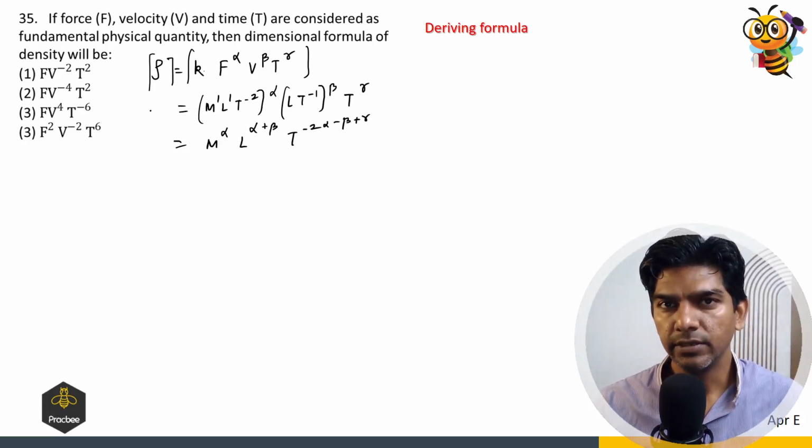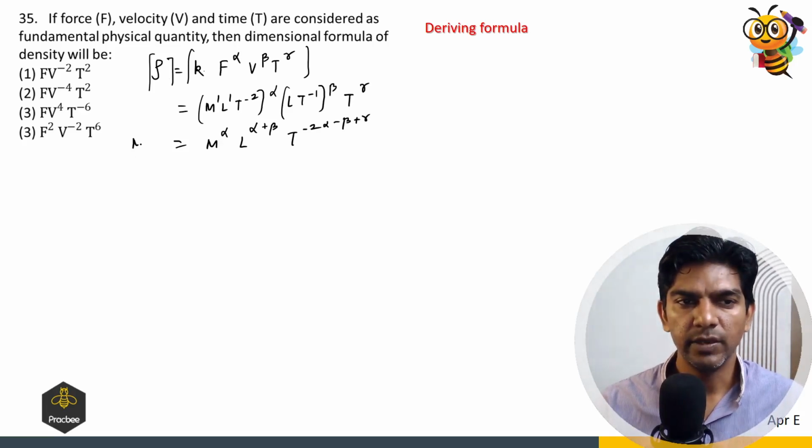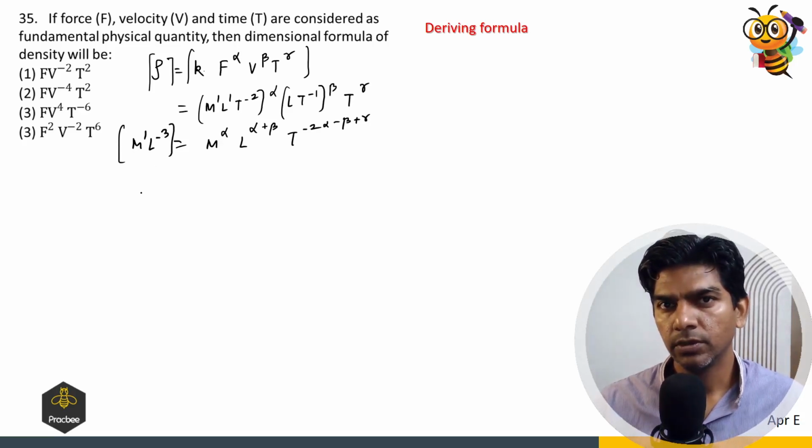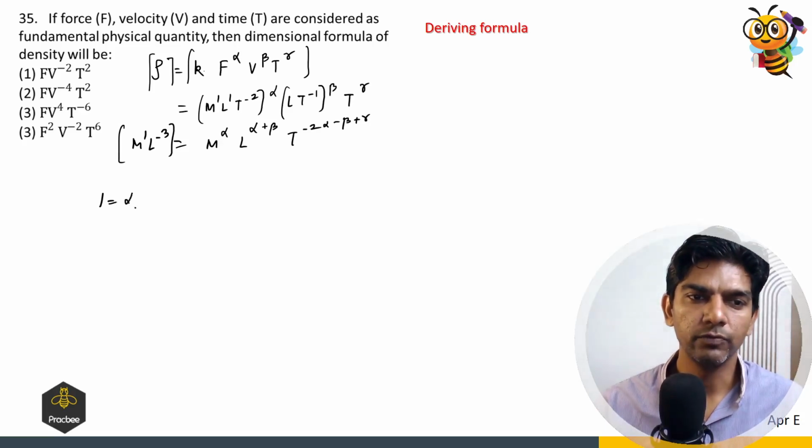And the left hand side is density, and density is mass upon volume. So mass is M raised to power 1, volume is L cube, so L raised to power minus 3. If we compare the exponents on the left hand side with the right hand side, 1 will be equal to alpha, and alpha plus beta will be equal to minus 3.